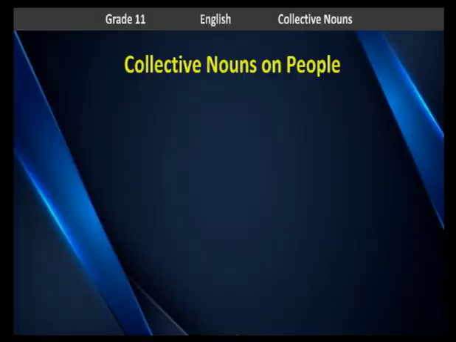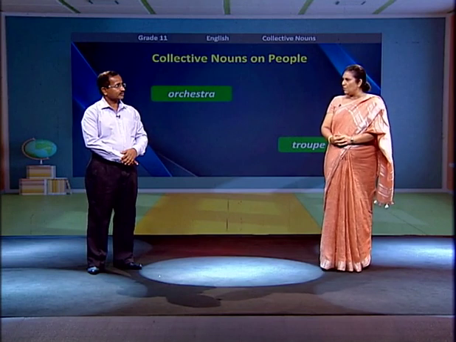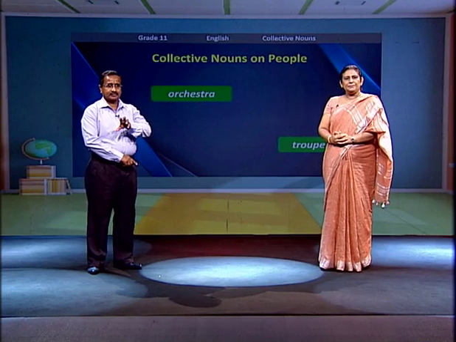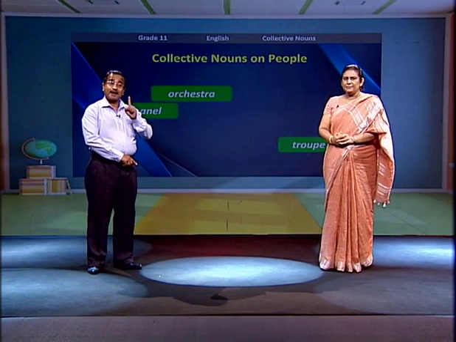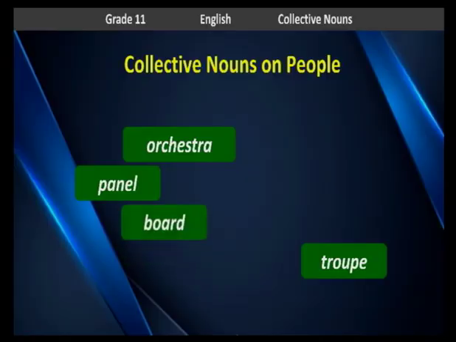Collective nouns on people. Do you have anything to ask? Yes. What collective nouns can we use on people? Yes. We use the word troupe to indicate a group of dancers or actors. But look at the next. Orchestra. What is an orchestra, sir? An orchestra refers to a group of instrumentalists. Right. A panel. A panel refers to a group of experts, a panel of judges. Board. When can we use the word board? A board of directors. It is used to talk about a group of professionals.